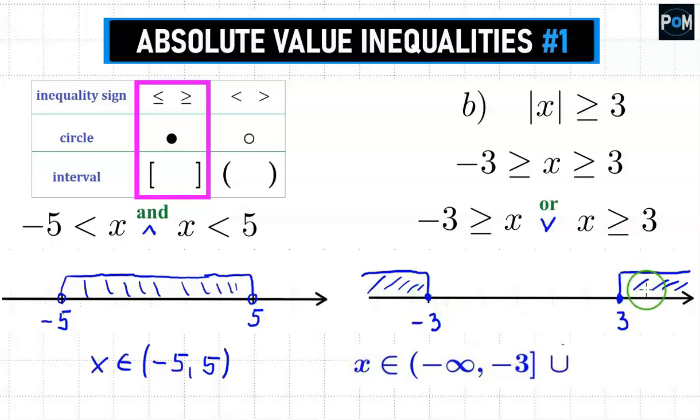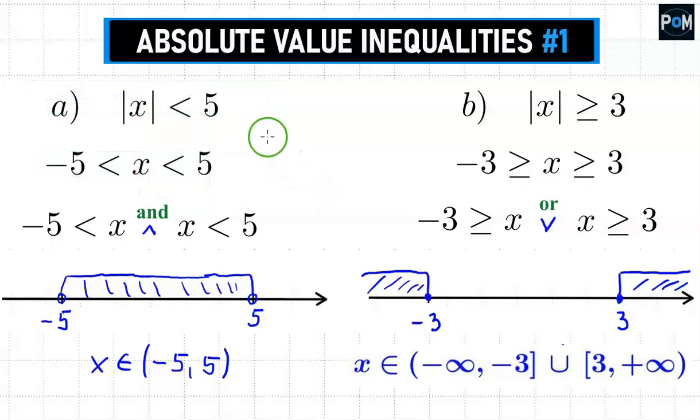Union, the circle is closed again, so we have to put a bracket here as well, starting from 3, and it goes on to plus infinity. With infinity, we always give parenthesis. These are exactly the two types of solving inequalities with absolute value.